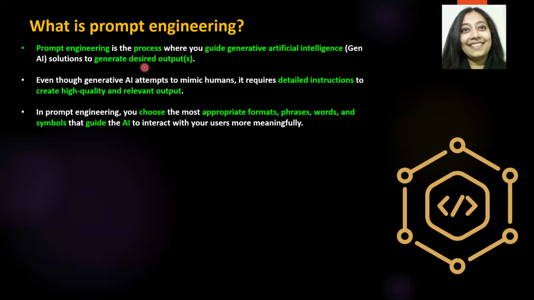So, generation of a good, high quality, relevant, desired, accurate output is the key step in any Gen AI system, or basically in any AI or ML system. And in order for these AI ML models to do that, it requires detailed instructions. And that is what prompt engineering is. In prompt engineering, you can choose appropriate formats, phrases, words, symbols, or anything that can guide AI to interact with your users more meaningfully.